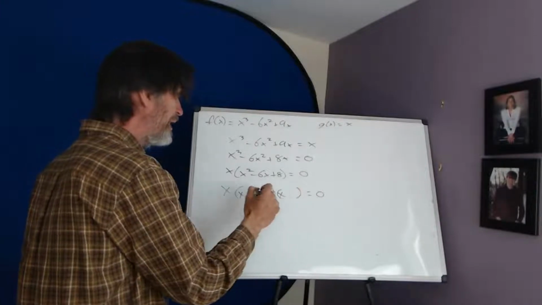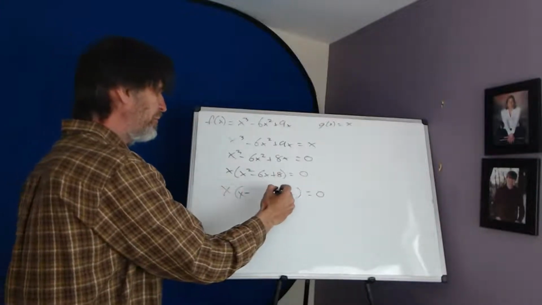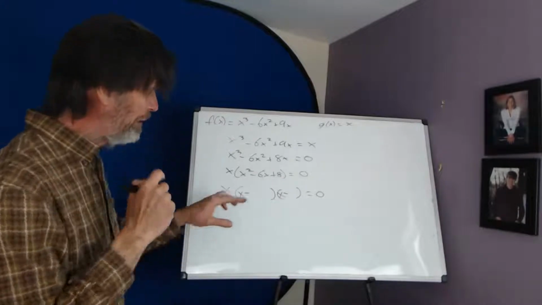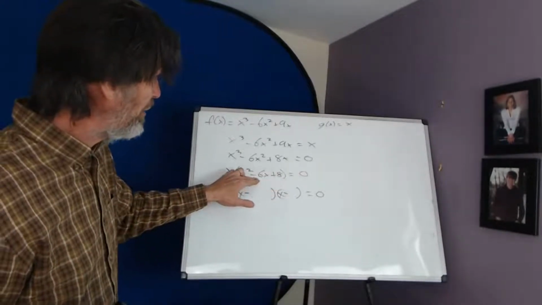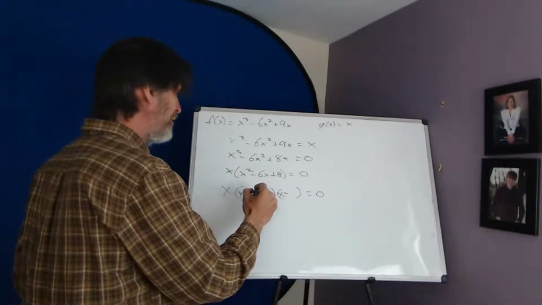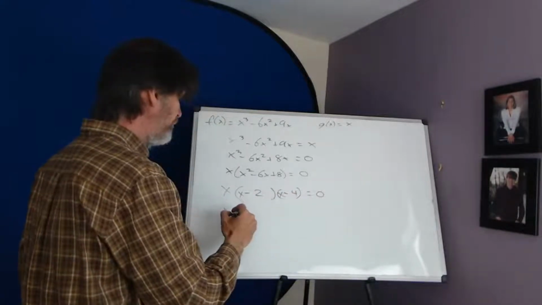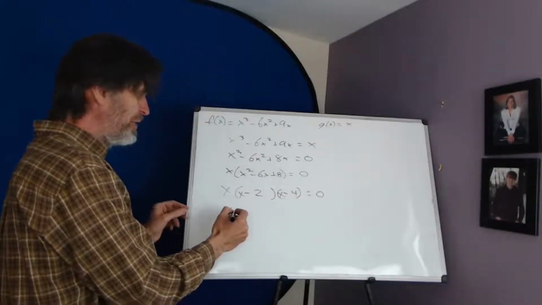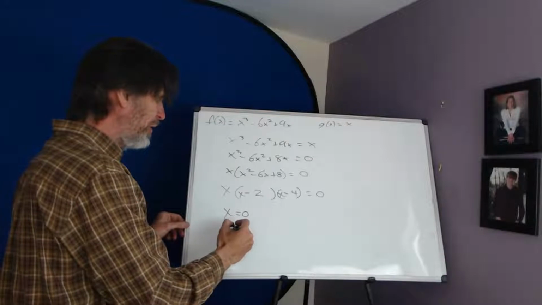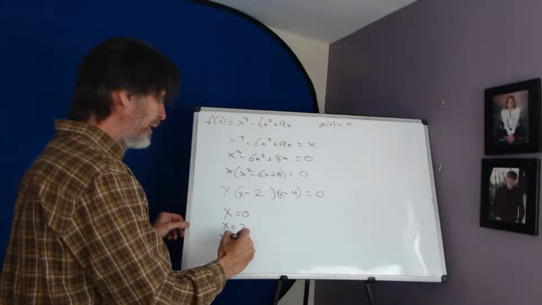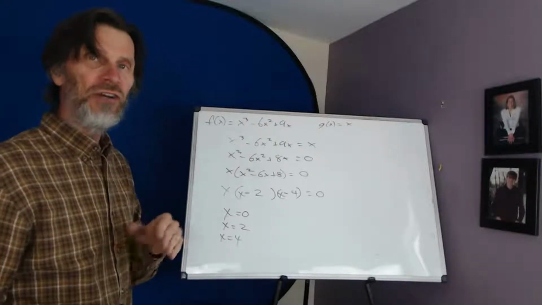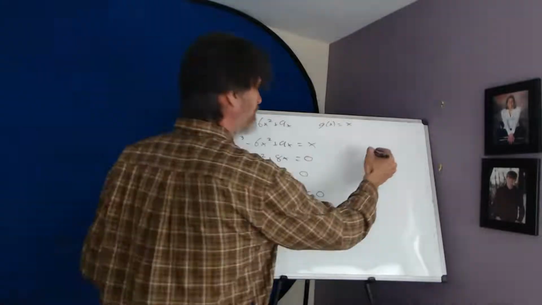We need an x and an x, 2 minuses for sure. And then we need to find 2 numbers that multiply together to give 8, but add up to a 6. That would be 2 and the 4. Setting each of these equal to 0, we get x is 0, x is 2, and x is 4. So these 2 functions cross twice.